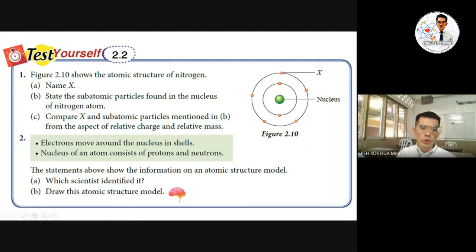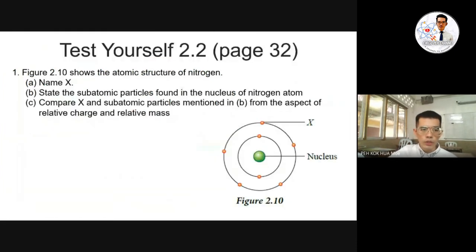Now we go to our next practice, Test Yourself 2.2. The first question: name the X. So what is X? X will be electron. And state the subatomic particles found in the nucleus of the nitrogen atom. The subatomic particles in the nucleus will be proton and neutron. Then compare the X and the subatomic particles mentioned in B from the aspect of relative charge and relative mass.